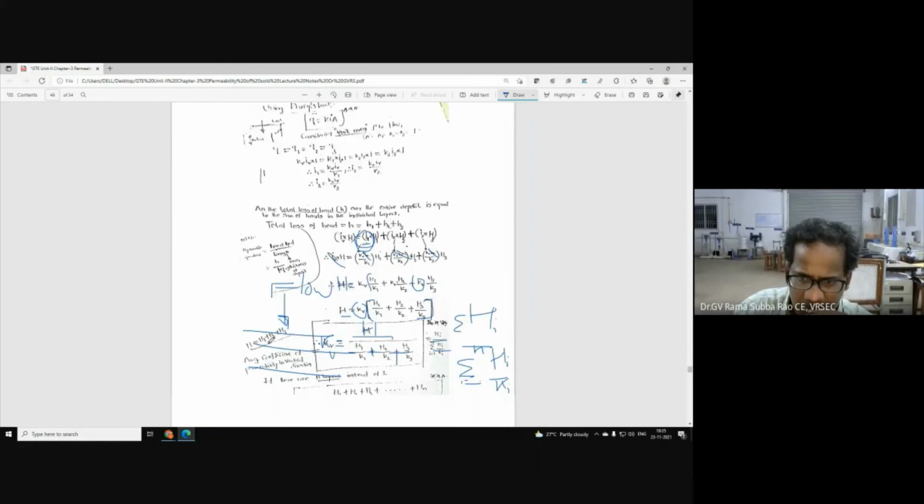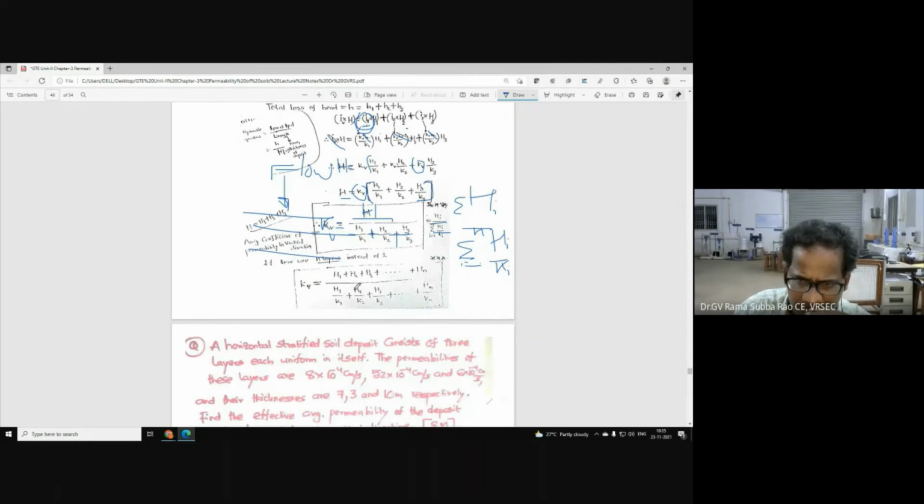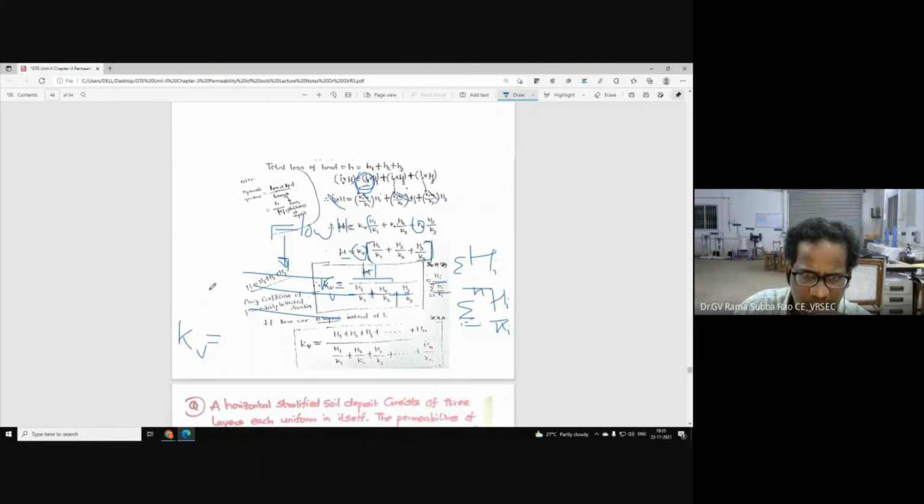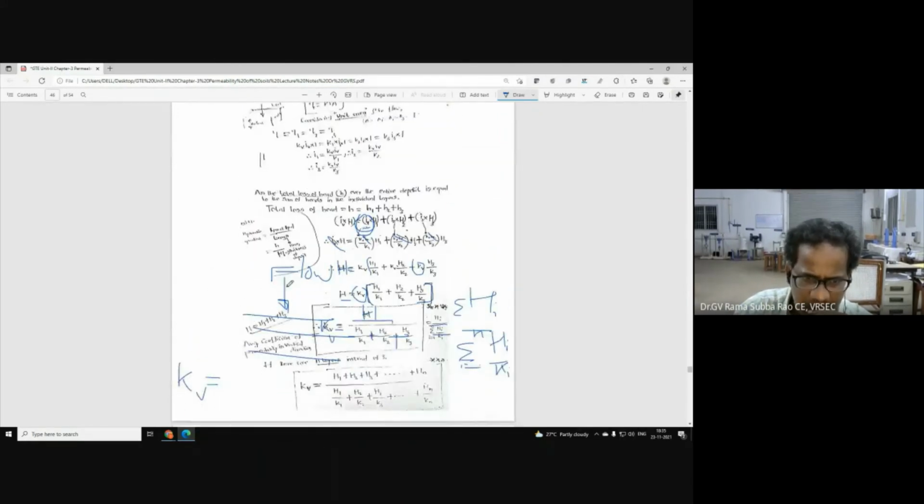But you see, many times students ask a simple question: sir, how to understand KV in a simple way? Here you see, if we have N layers or 3 layers, whatever we are saying, if one layer is there, what is going to happen? If one layer is there, this will be H by K. Now H is going to be cancelled. Now what is 1 by K? So 1 by K will become K.